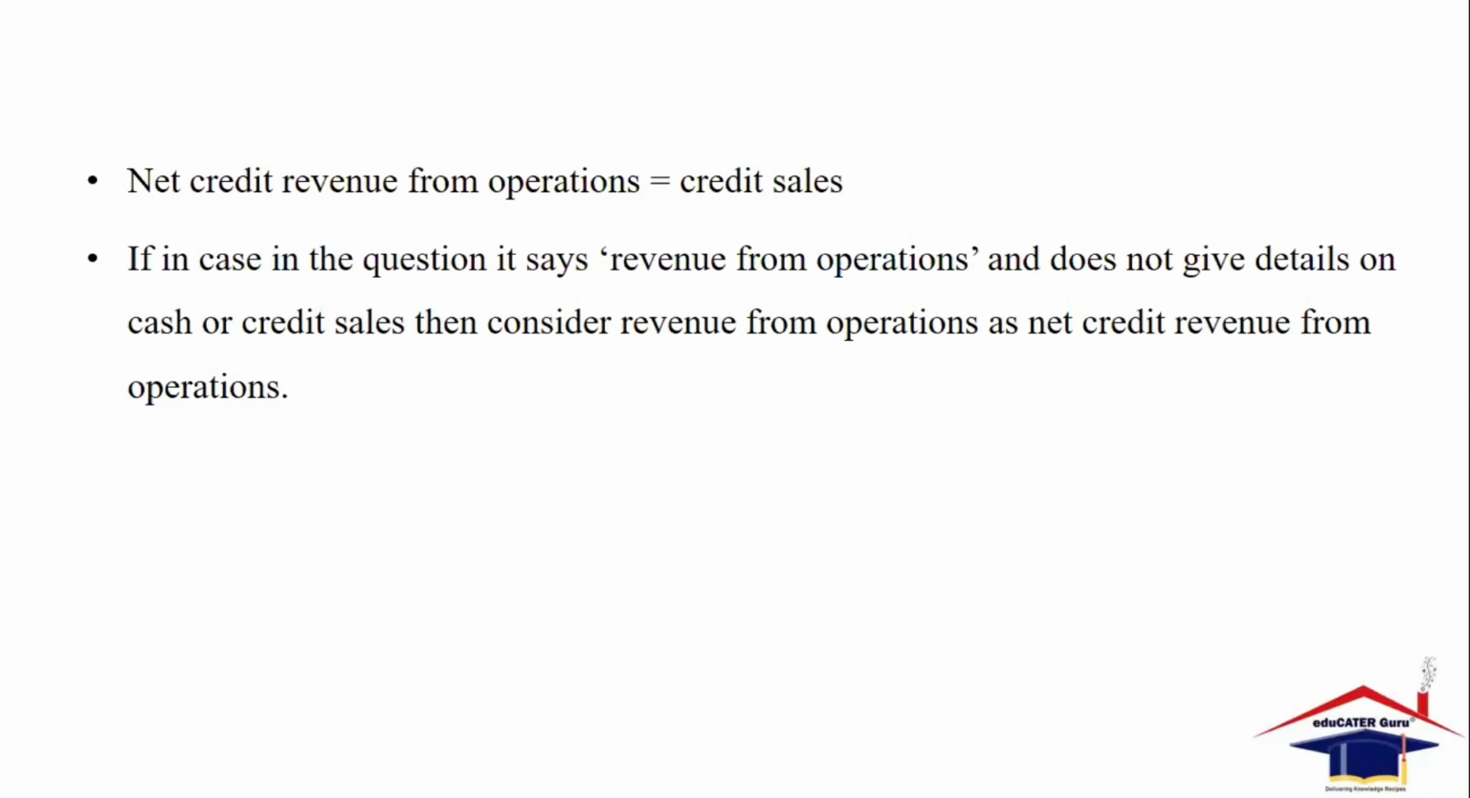If in the question, for example, they ask this ratio to calculate, and the revenue from operations does not give details about cash sales or credit sales, nothing they give, they just give revenue from operations, then you consider that as net credit revenue from operations by giving a note in the examination.